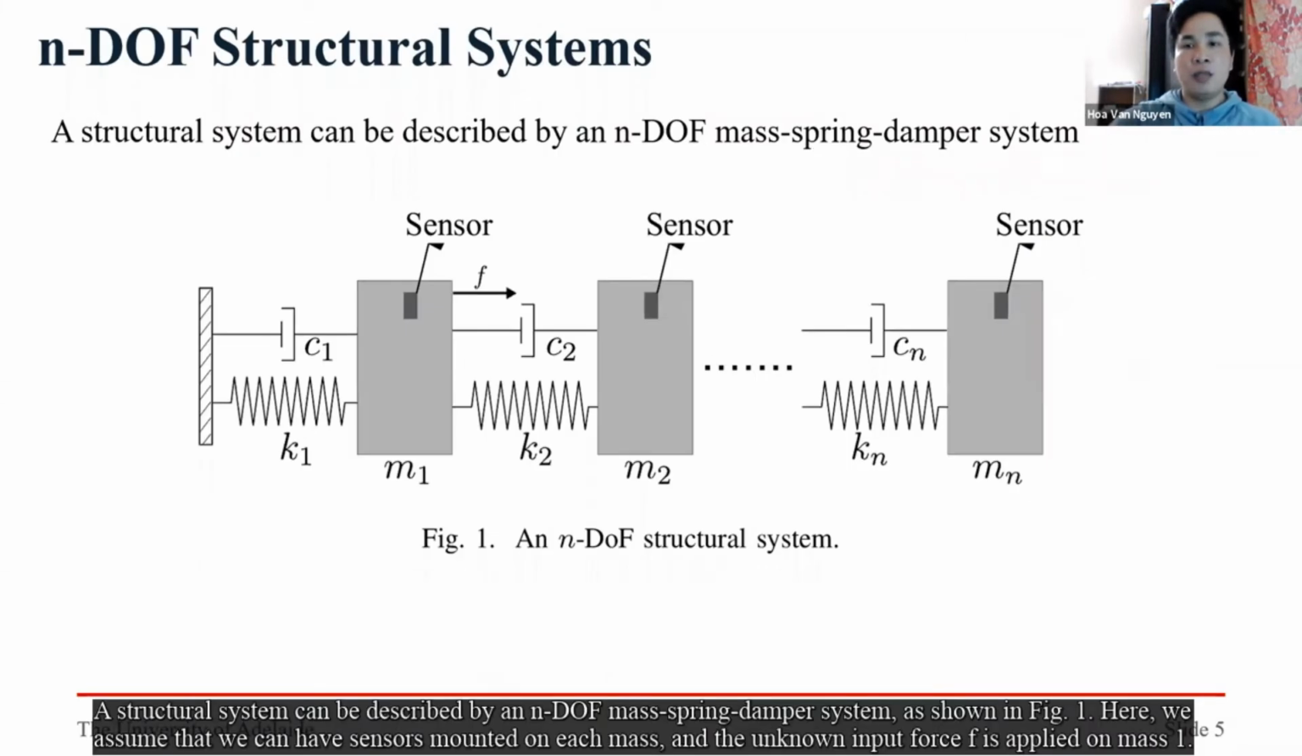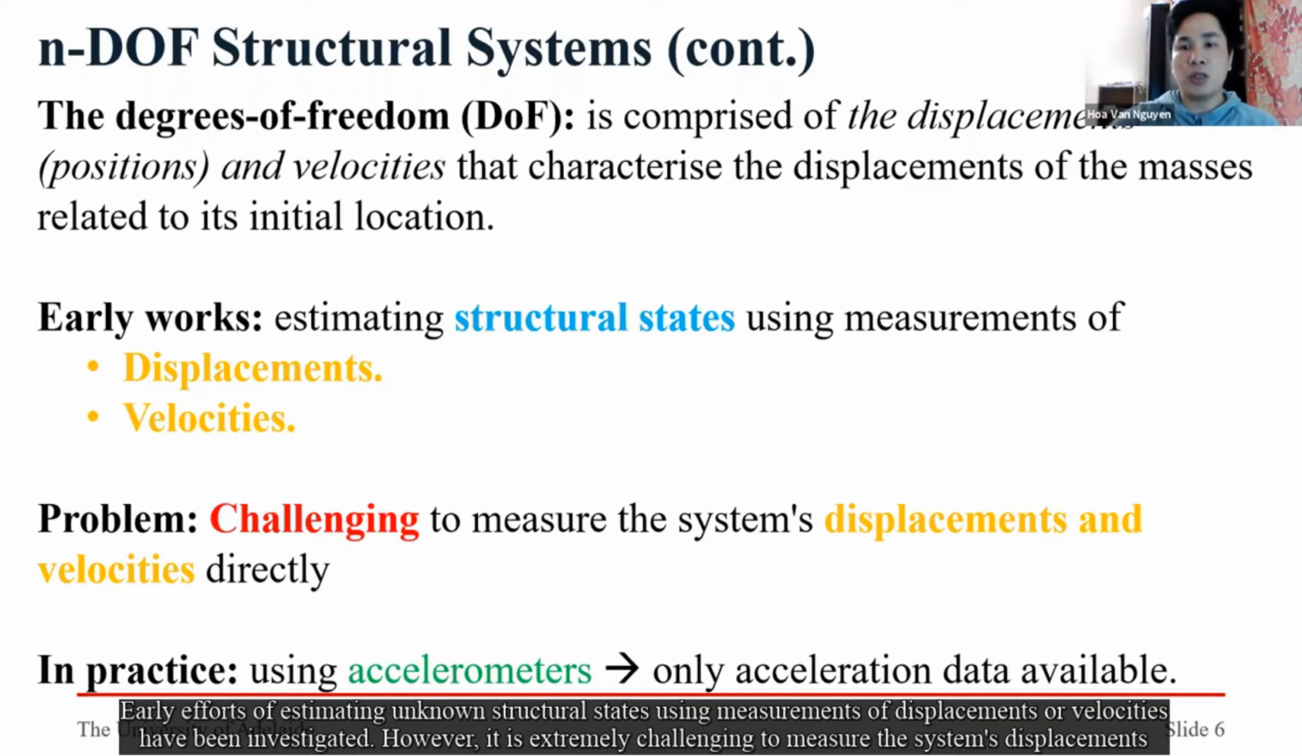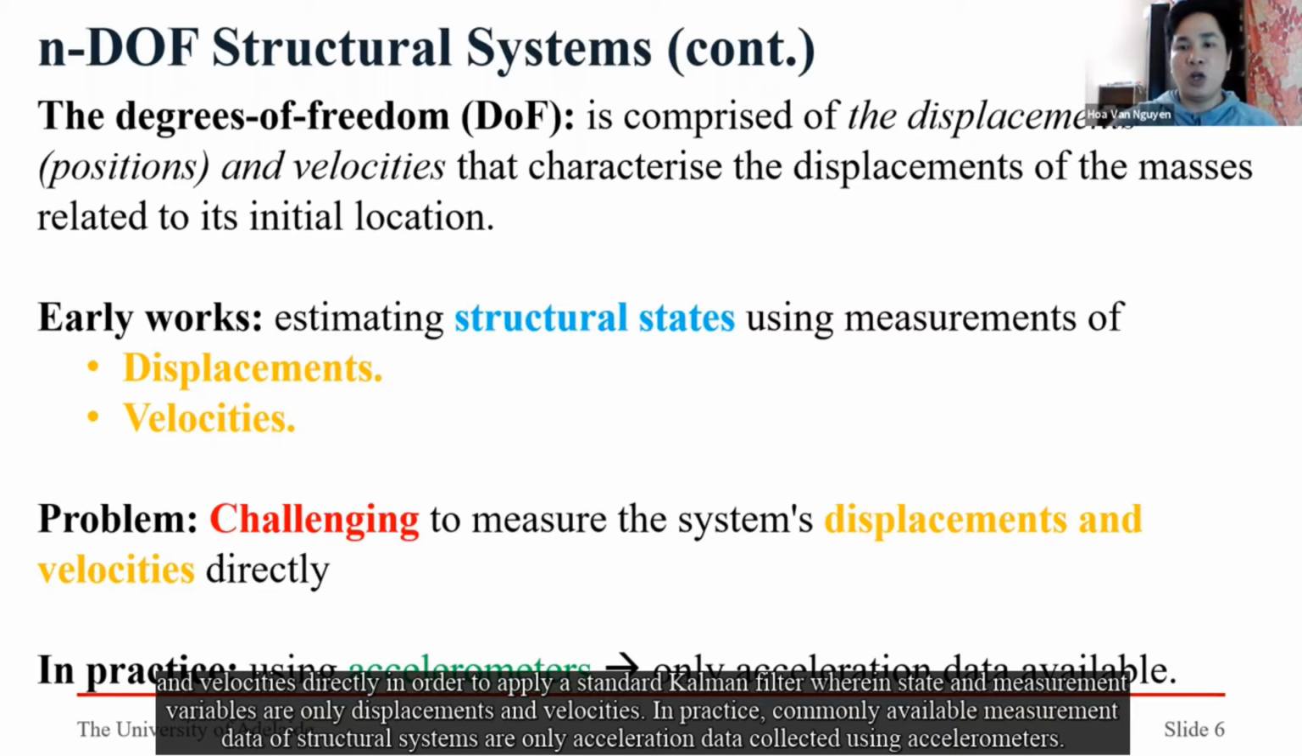A structural system can be described by an NDOF mass spring damper system as shown in Figure 1. Here, we assume that we can have sensors mounted on each mass, and the unknown input force F is applied on mass number 1. The state is comprised of the displacements and velocities that characterize the displacements of the masses related to their initial location. Early efforts of estimating unknown structural states using measurements of displacements or velocity have been investigated. However, it is extremely challenging to measure the system displacements and velocities directly in order to apply a standard Kalman filter when its state and measurement variables are only displacements and velocities. In practice, commonly available measurement data of a structural system are only acceleration data collected using accelerometers.